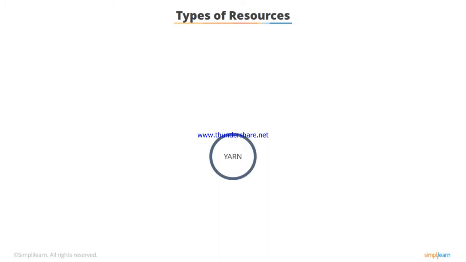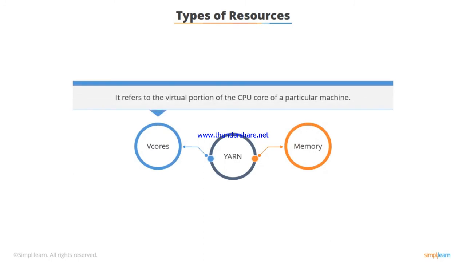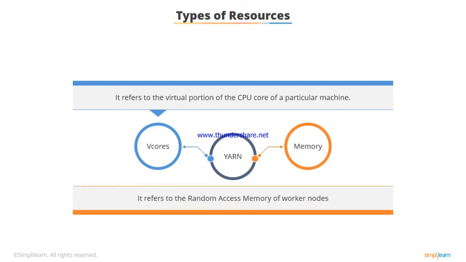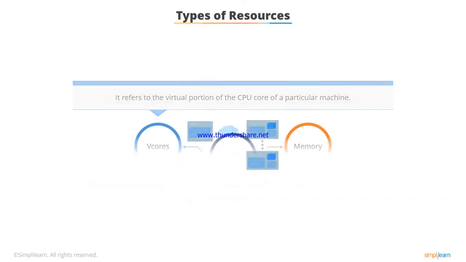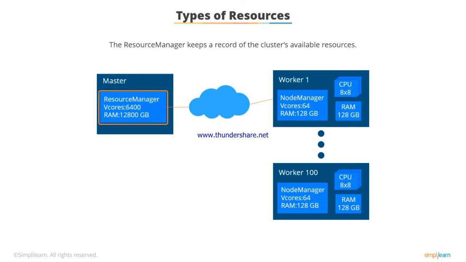Yarn defines two resources. They are vCores and memory. vCores, or virtual CPU cores. It refers to the virtual portion of the CPU core of a particular machine. Memory. It refers to the random access memory of worker nodes. The node manager tracks its own resources and advertises its resource configuration to the resource manager. The resource manager keeps a record of the cluster's available resources and hence knows how to allocate resources when requested.